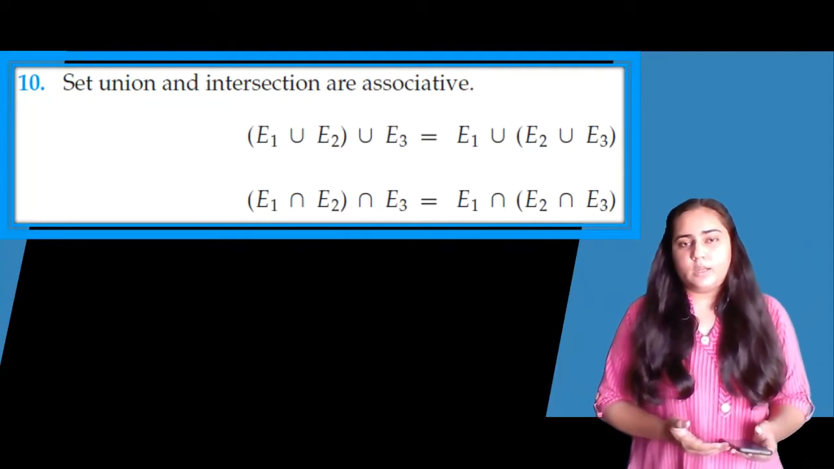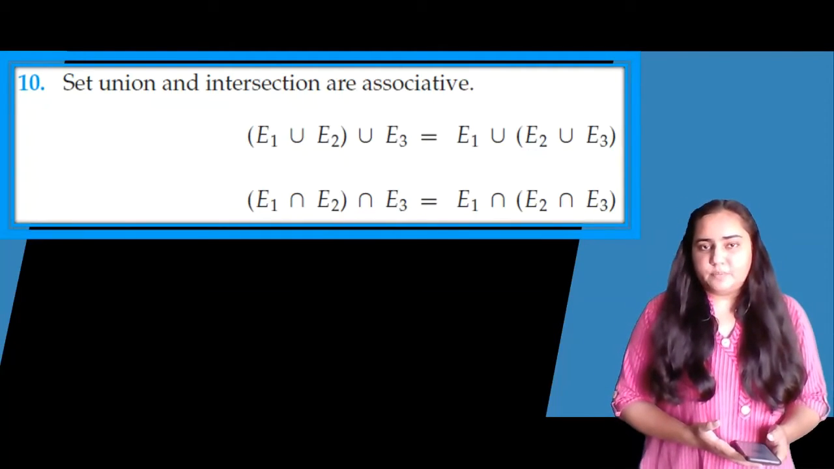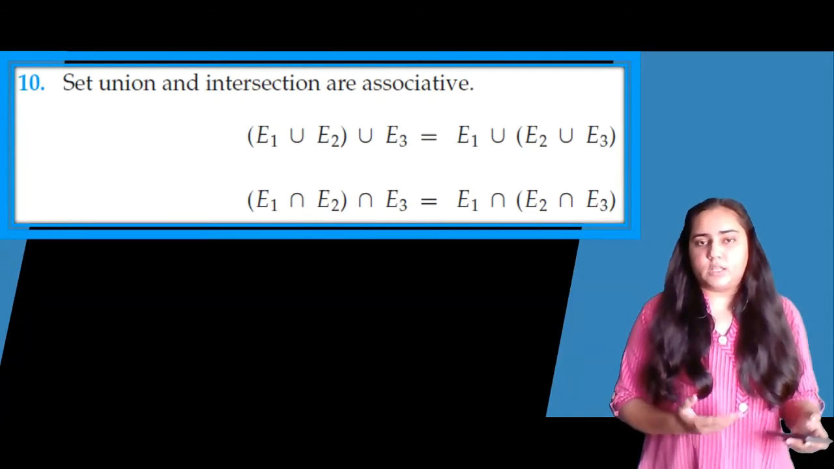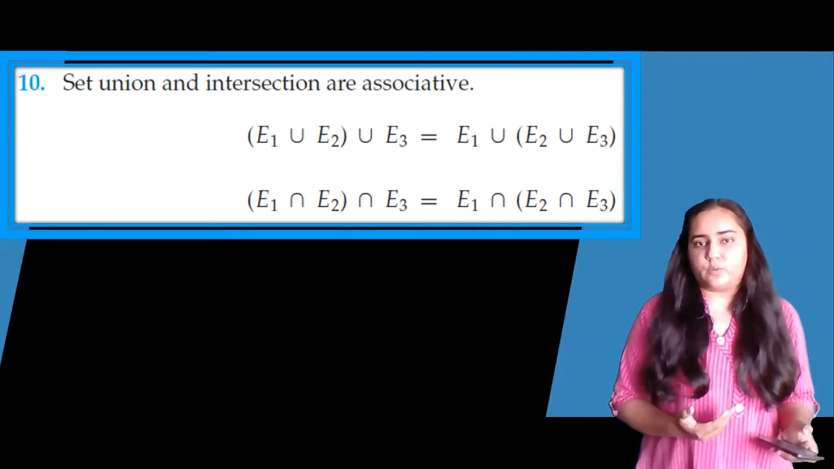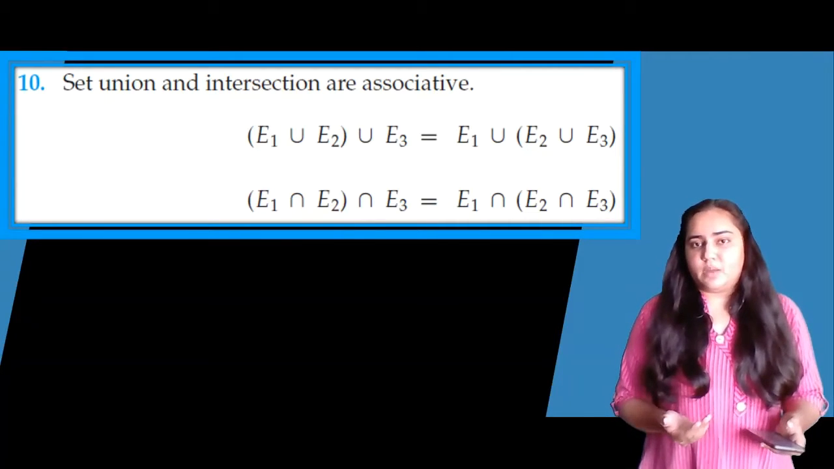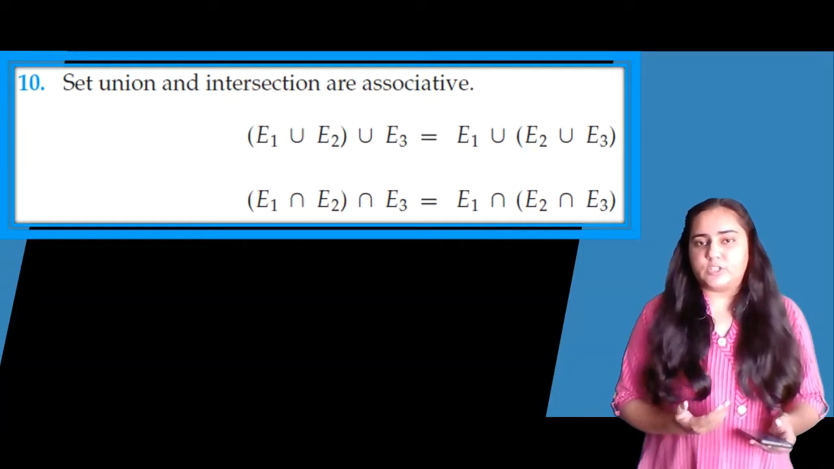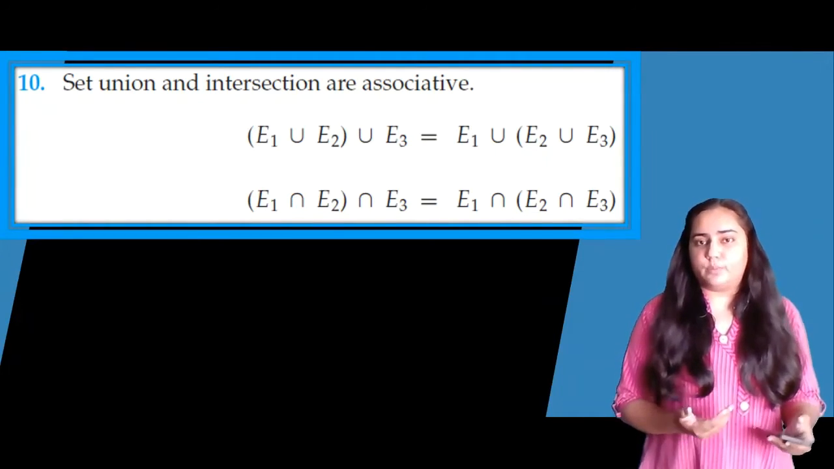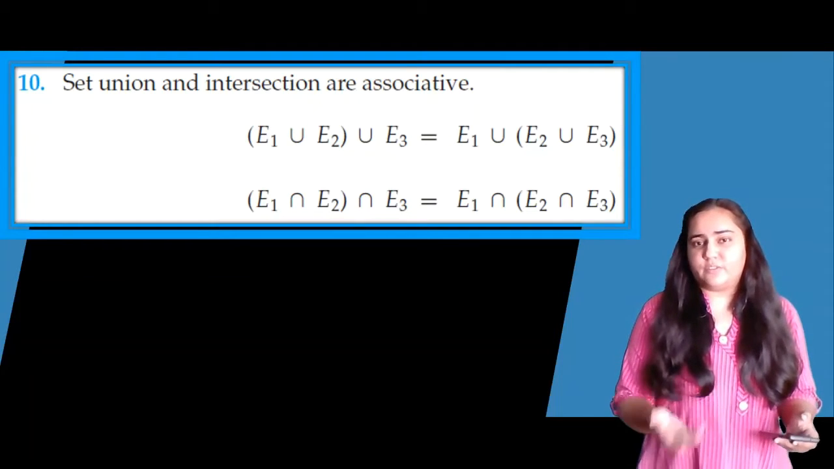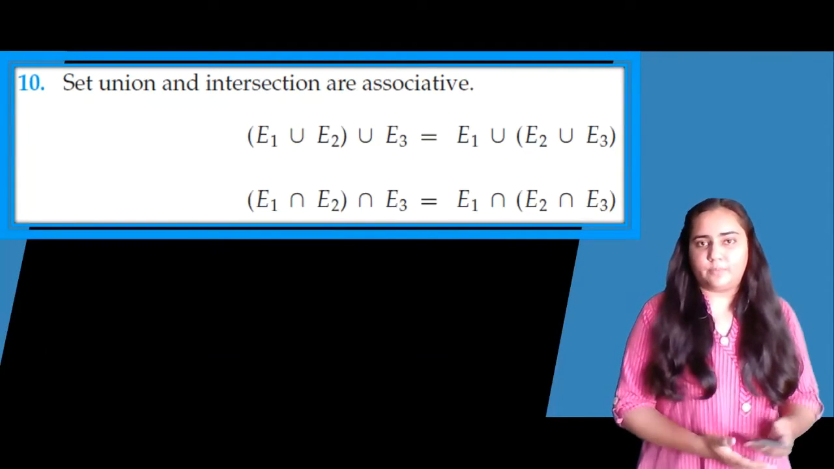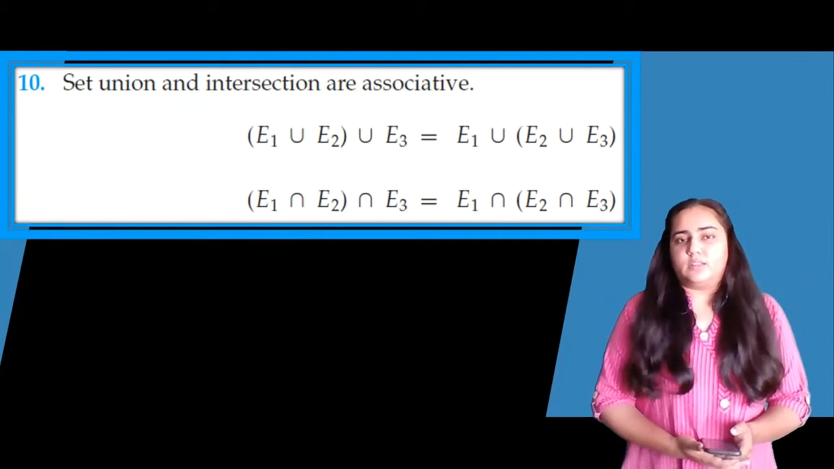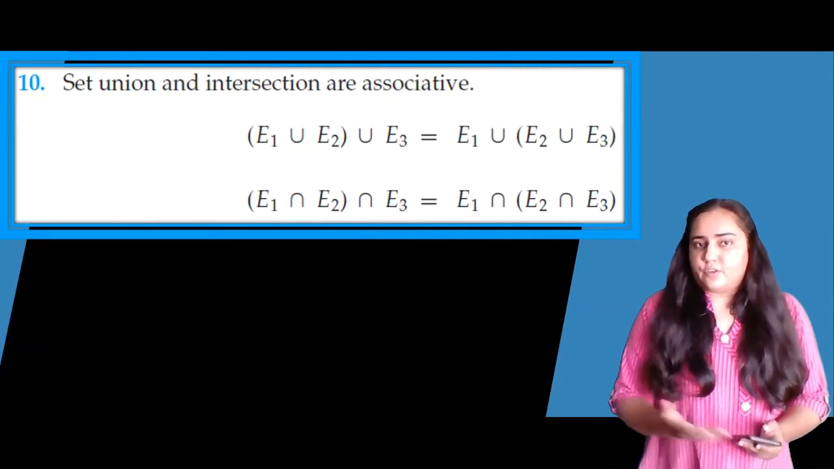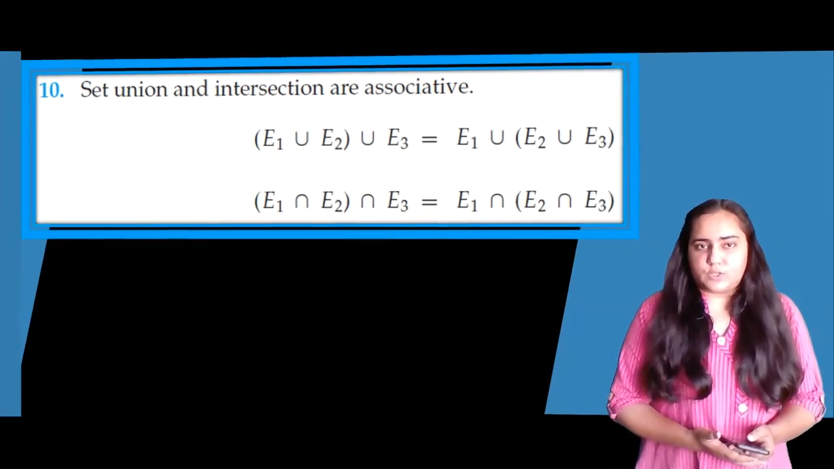This is also true for intersection, which means if I do E1 intersection E2 first, and then the result of this, I perform intersection with E3, this is the same as doing E2 intersection E3 first, and then the result of that, I can do an intersection with E1. So this is known as associativity of union and intersection. And of course, once again, set difference is not associative.